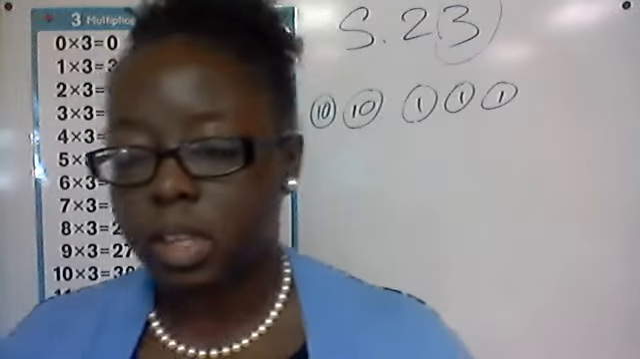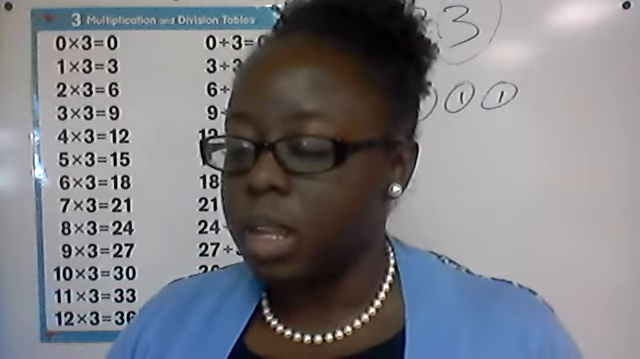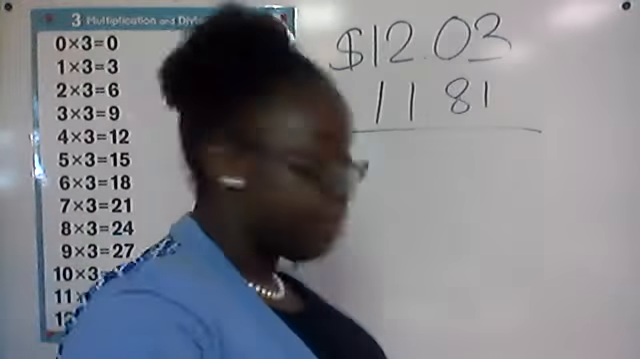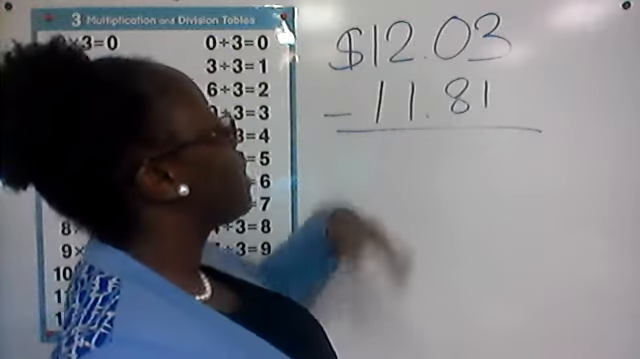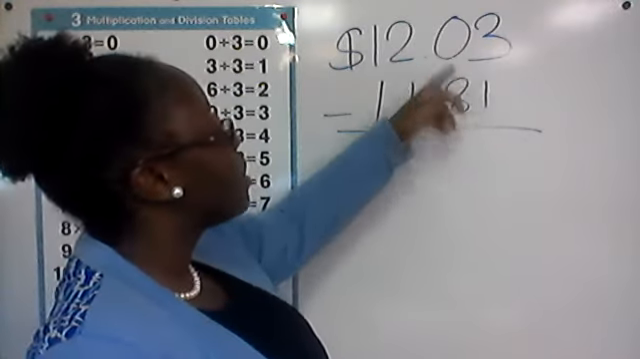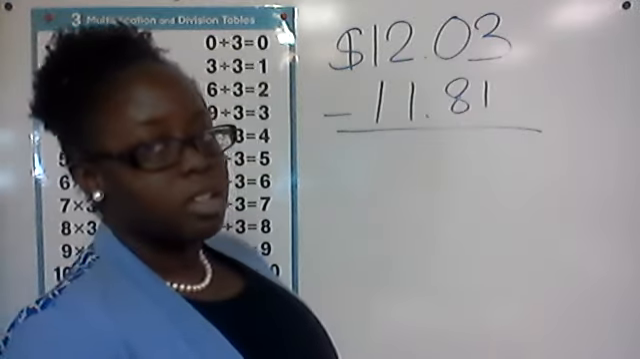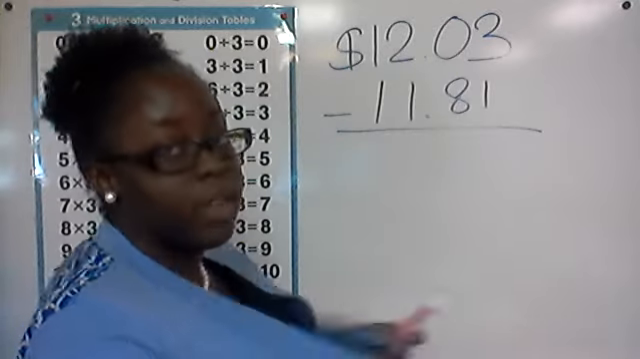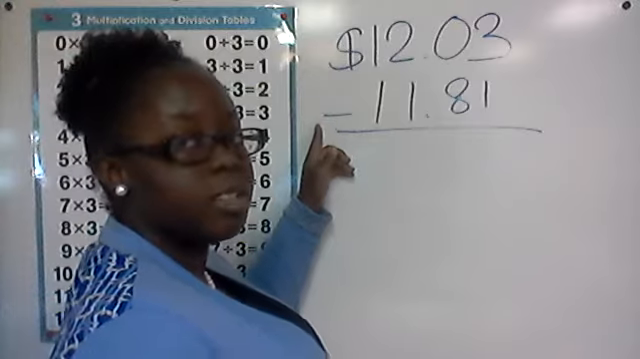Section number three is something you can do on your own. Write the sums and differences. Let's go ahead and do the first problem together. Okay, I'm going to go ahead and put it on the board. So in section number three, your problem says $12.03 plus $11.81. I was just looking to see if you guys were alert and paying attention to see if I said this right or wrong. Does this mean we're doing subtraction or addition?